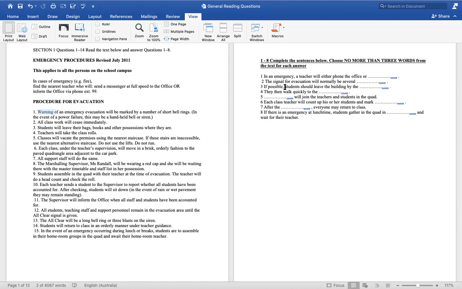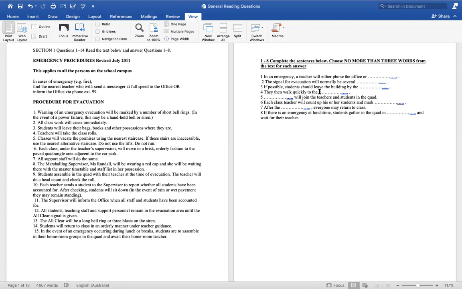Third one: if possible, students should leave the building by the dash. What do you think is the answer? Leave the building, the synonym is vacate the premises. Classes will vacate the premises by the nearest staircase. Even if you use the staircase, it's also correct, but try and use nearest staircase. It makes more sense. I'll display the answer as soon as I finish discussing this.